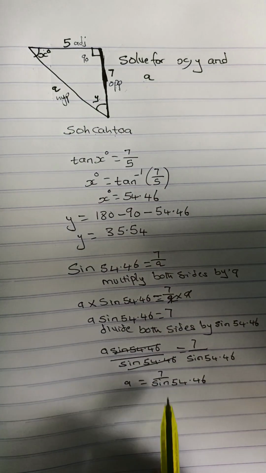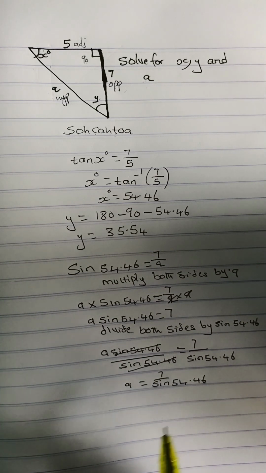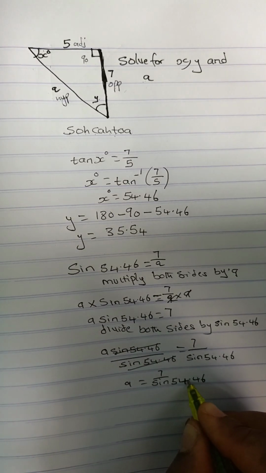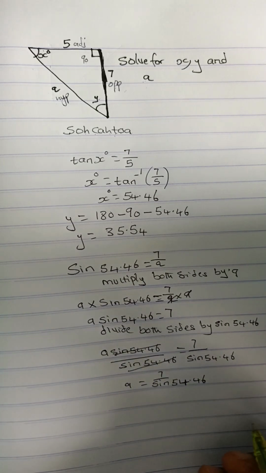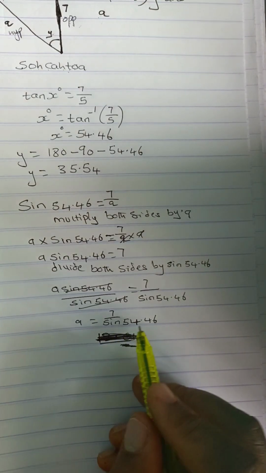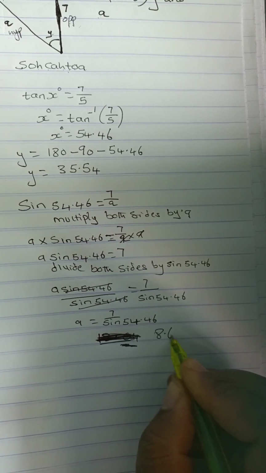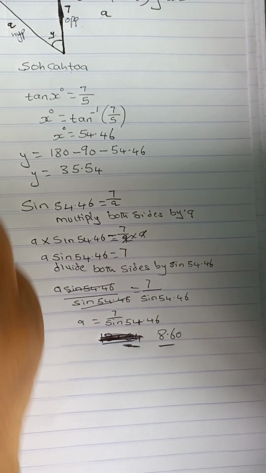So now we say 7 divided by sine 54.46. You use your calculator and type 7 divided by sine 54.46. When you've done that, it will give us 8.60. So 8.60 is the answer for A.